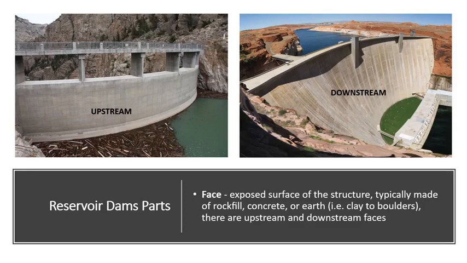The face is the exposed surface of the structure, which can be made of concrete, rock fill, or earth, and it has upstream and downstream faces. So the upstream is the one that is facing the reservoir, and the downstream, of course, is the one that's facing the downstream side.